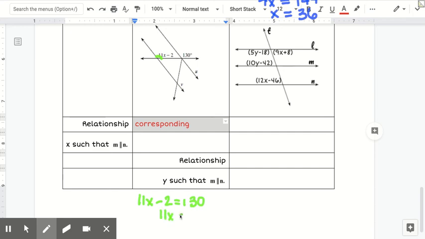So I'm going to use the addition property of equality. That would make that 132. And then the division property of equality, so I'm dividing by 11. 132 divided by 11 is 12. So x would have to be 12 on here. And again, that was supposed to be V and U.